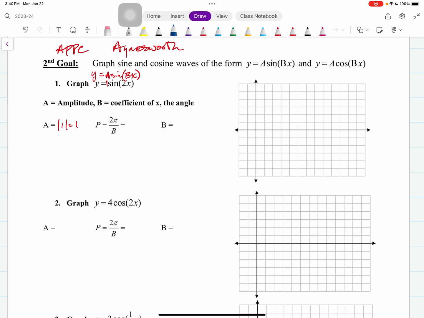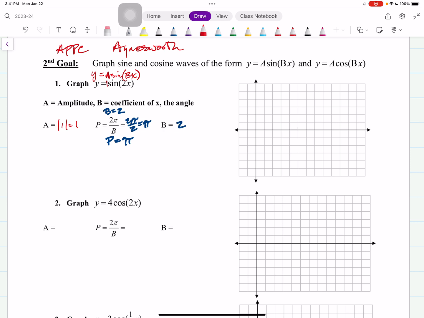Okay, B, what in the world is B? B is 2 in this case. So if B is 2, that means I have 2 pi divided by 2, which is pi. So my period is pi radians here. And we're given B is 2. Okay, so now how do we graph?